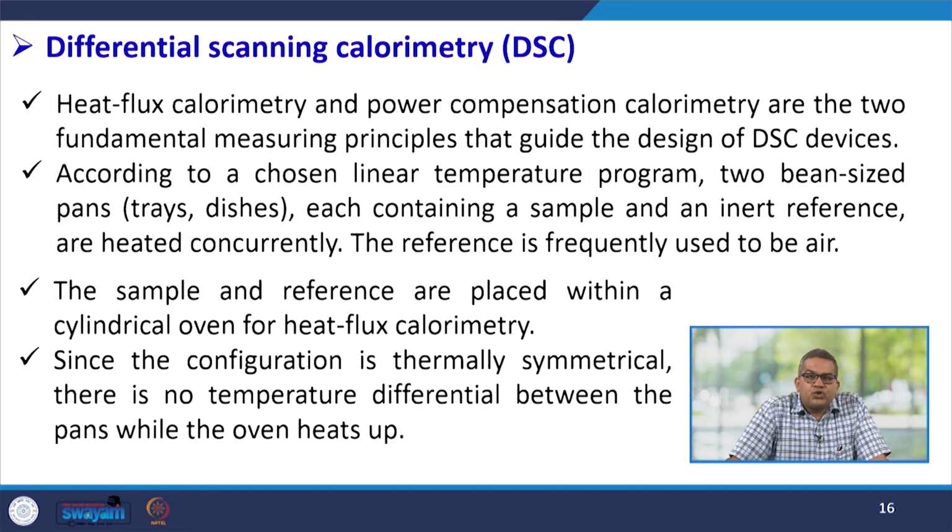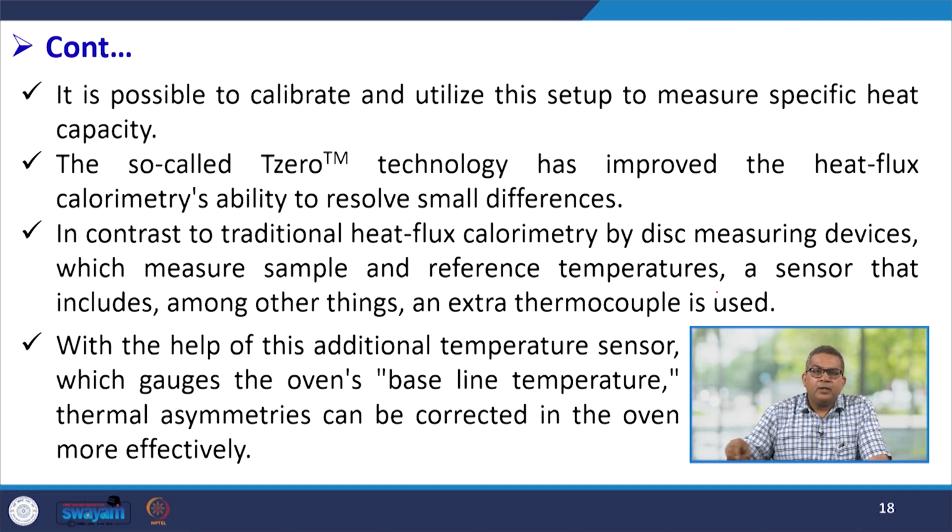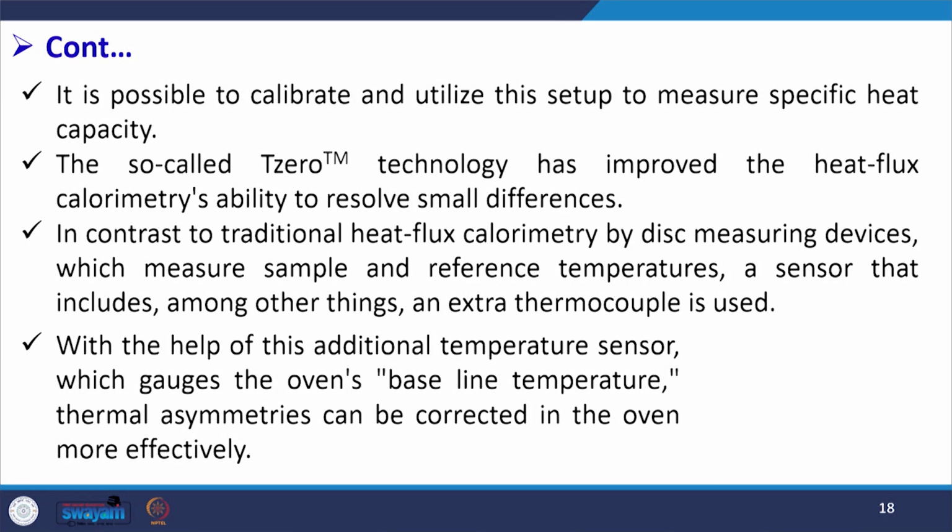According to a chosen linear temperature program, two bean sized pan dishes, each containing a sample and an inert reference, are heated concurrently, and the reference is frequently air. This is the typical figure. Now, with the help of an additional temperature sensor which gauges the oven's baseline temperature, thermal asymmetries can be corrected in the oven more effectively.